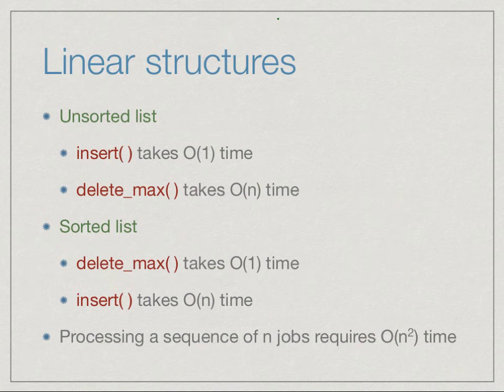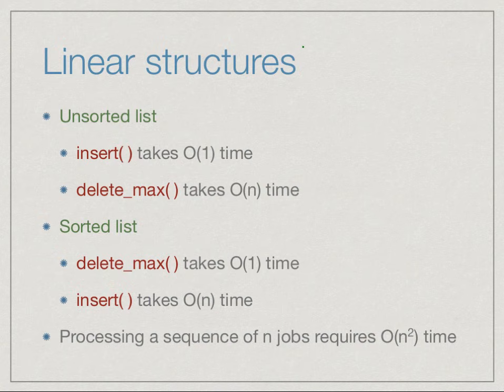So based on linear structures that we already studied, we can think of maintaining these jobs just as a list. Now if it's an unsorted list, when we add something to the queue, we can just add it to the list, append it in any position. So this takes constant time. However, to do a delete max, we have to scan through the list and search for the maximum element. And as we have seen, in an unsorted list, it will take us order n time to find the maximum element in the list because we have to scan all the items.